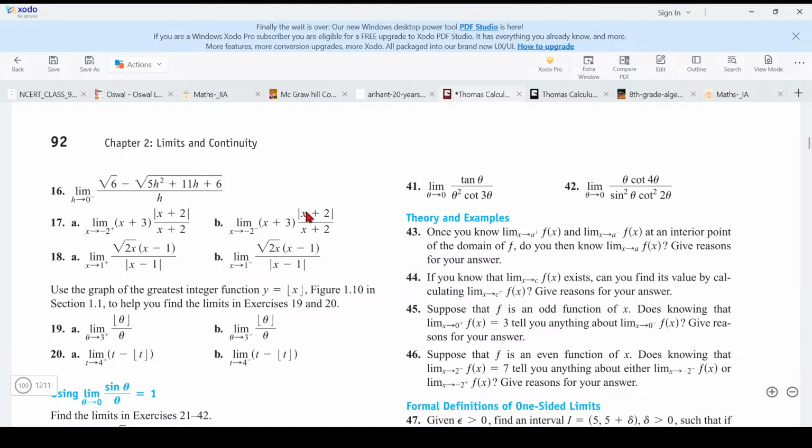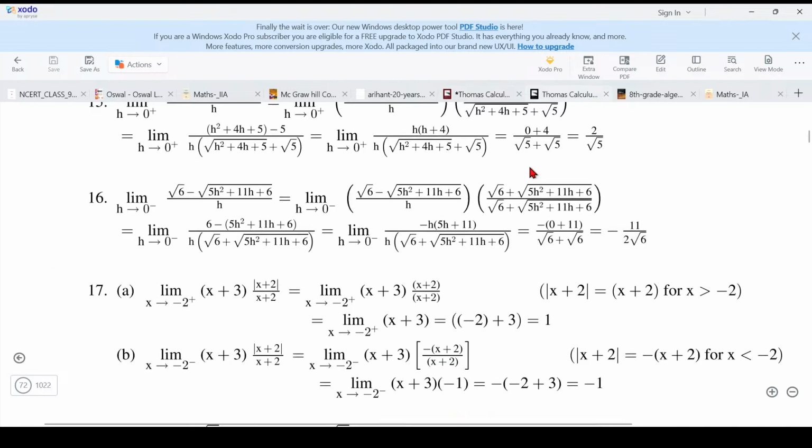Left hand side, if you are approaching, what happens to this value? Is it positive or negative? It is negative. So, that means what? If you have to remove mod, we will write it as minus of x plus 2, right? So that means this and this will get cancelled and minus 1 will be left here, right? Okay, so what will be the limit? Minus of 3 minus 2. Agreed?